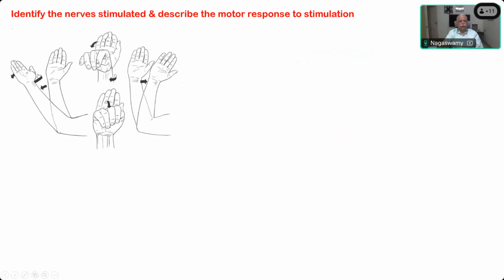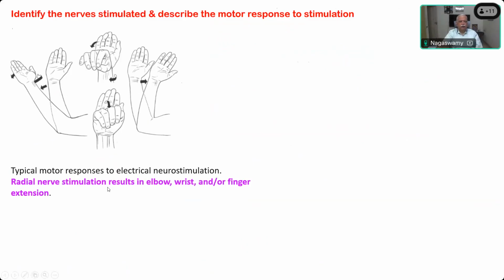Extension. After all, there are only four nerves: radial, median, ulnar, and musculocutaneous. These are the four nerves. The typical motor responses to electrical neurostimulation: radial nerve stimulation results in elbow, wrist, and finger extension. So this is the radial nerve.